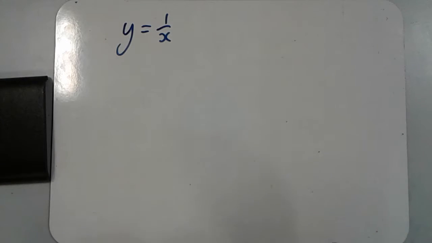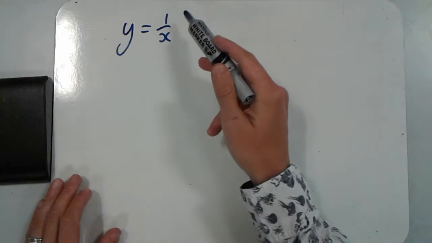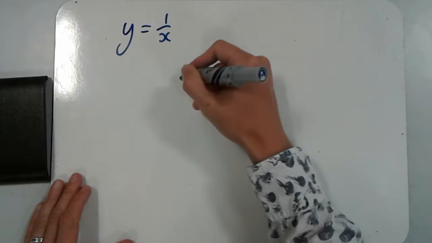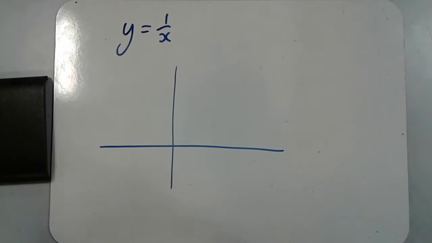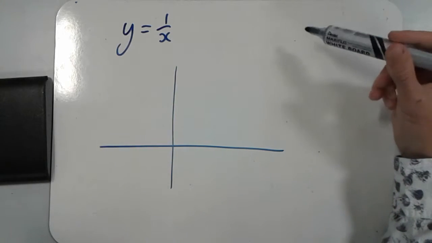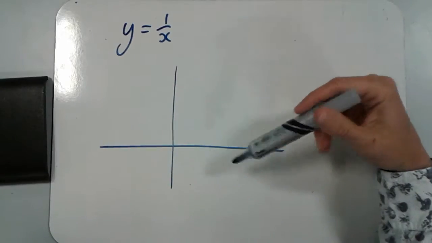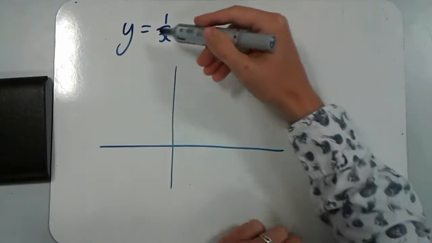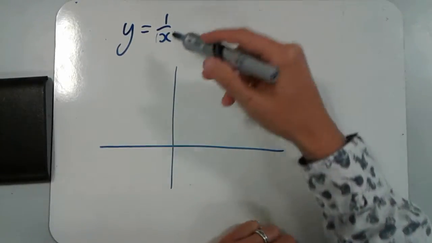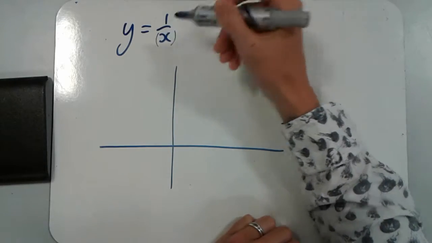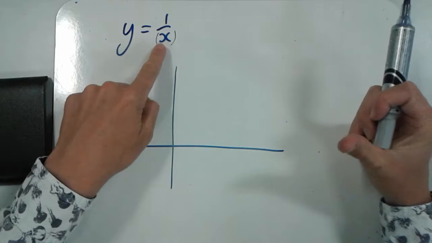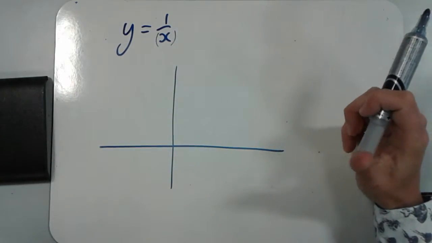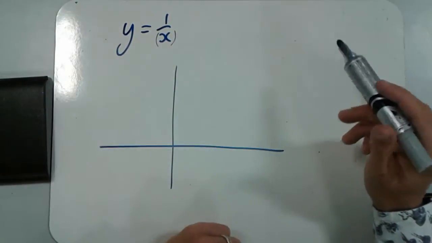Okay, continuing with the sketching of graphs, we now want to sketch the graph 1 over x. So again, we're going to consider exactly the same things that we did for the cubic. First of all, what happens when I try to find a root of a factor? In this case, I just have a single factor on the bottom, x. What happens when that is 0? Well, x would be 0.